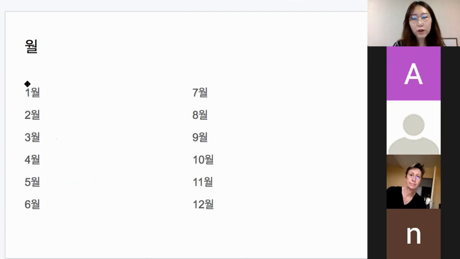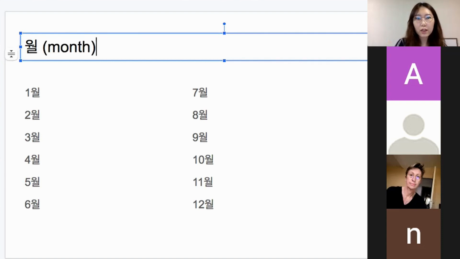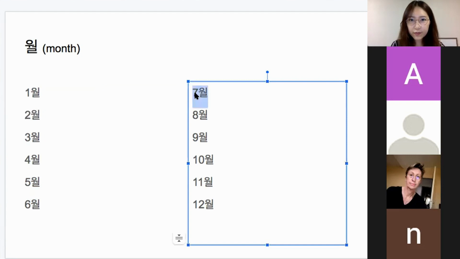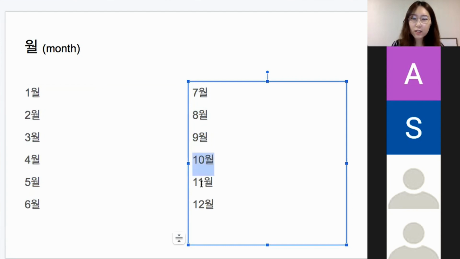And then we use this 1, 2, 3, 4 for the month as well. So January, this one is 월, month. January, February, March, blah blah. Okay, so 1월, 2월, 3월, 4월, 5월, 6월, 7월, 8월, 9월, 10월, 11월, 12월.